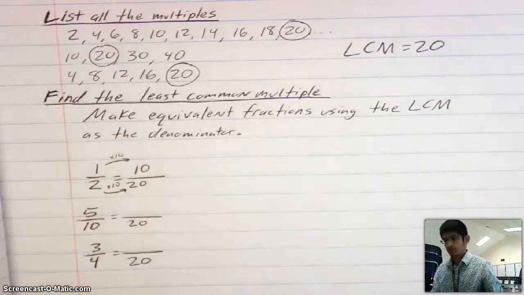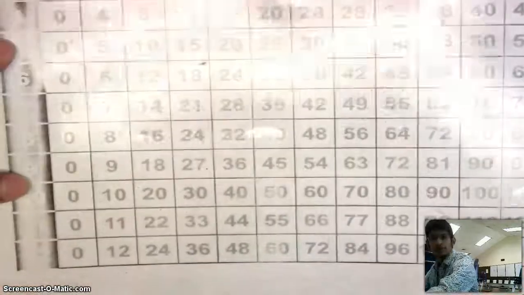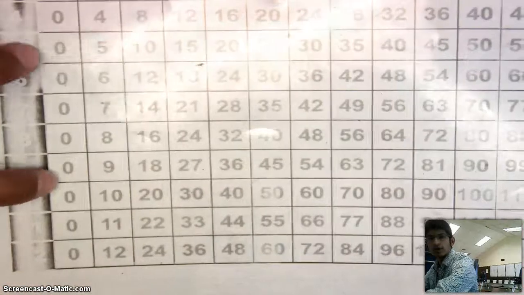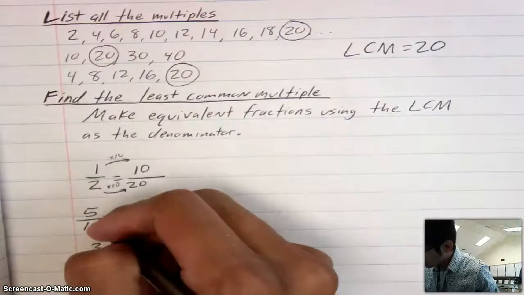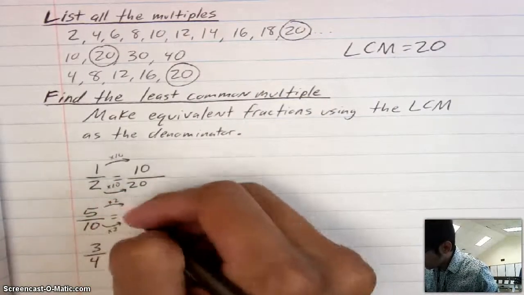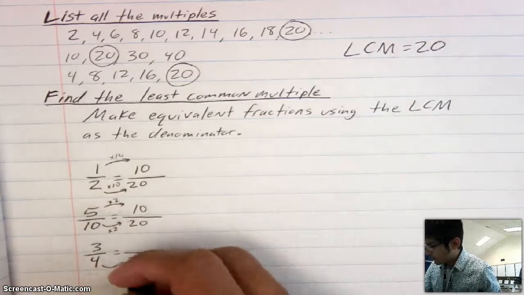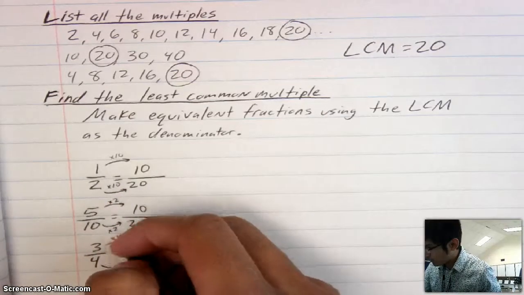For 5/10, look on my chart. 5/10 right here is equivalent to 10 out of 20 because I multiply it times 2. So that would be times 2, and this would be times 2. So 10 out of 20. And then for 3/4, 4 times 5 is 20, and 3 times 4 is 12.